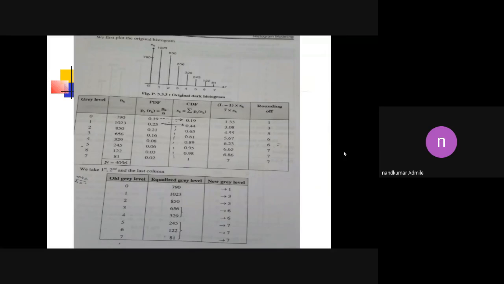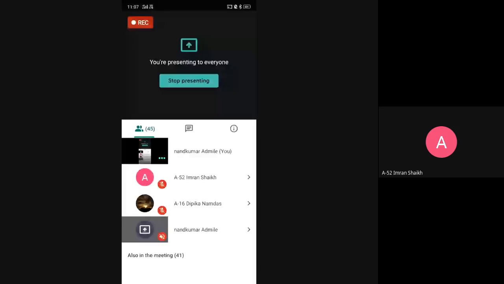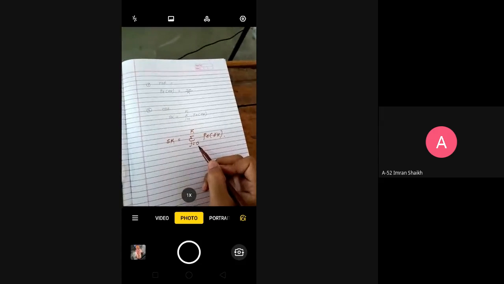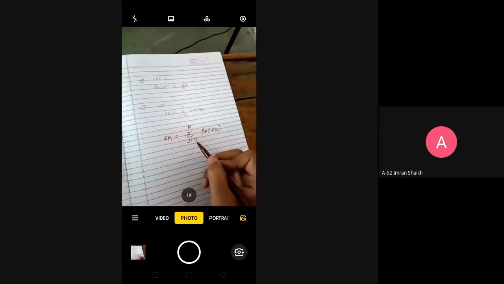Okay, wait a 1 minute. Okay, so wait a 1 minute. I will share the camera. Okay, so now the notebook is visible to everyone. Yes, it is visible.